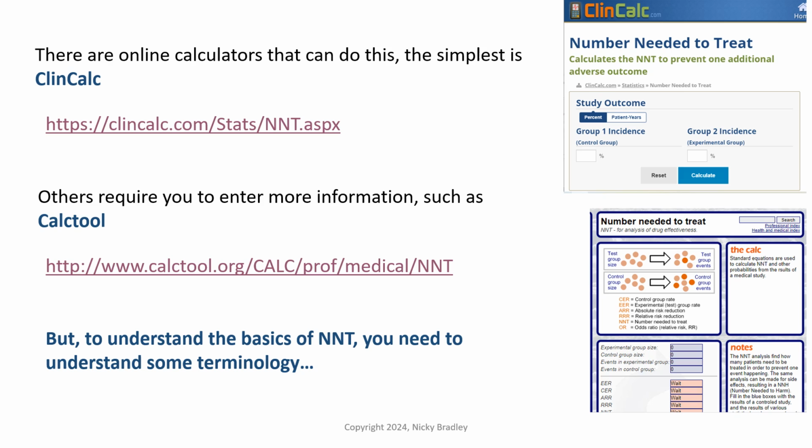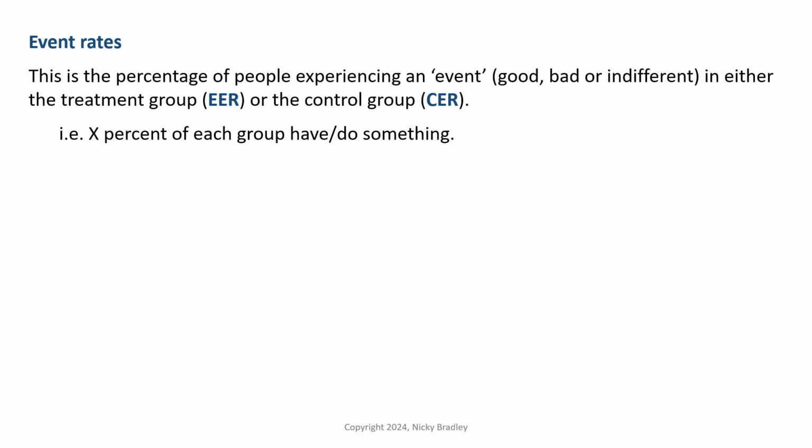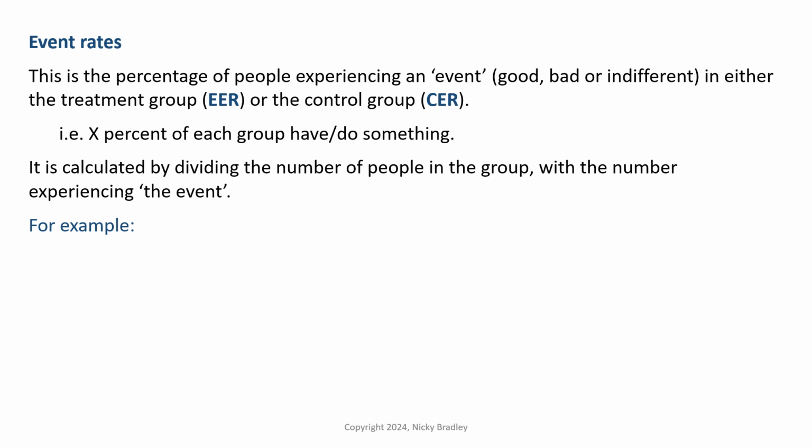To understand the basics of numbers needed to treat, you do need to understand some terminology. Event rates, then. The event rate is the percentage of people experiencing an event, whether that event be good, bad, or indifferent, in either the treatment group, in which case it's the experimental event rate, or in the control group, known as the control event rate. In other words, X% of each group have or do something. It's calculated by dividing the number of people experiencing the event by the number of people in the group.